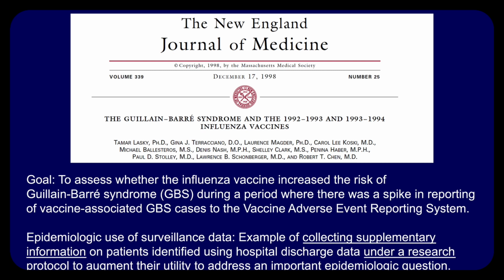And why I think it's a useful example to present in this lecture is because it's an example of how sometimes a surveillance system might not have everything you need. And when you combine information from the surveillance system with supplementary data, you can get much further in getting an answer to your research question. So in this case, it was collecting supplementary data on patients identified using hospital discharge data under a research protocol that really augmented the utility to address this question.